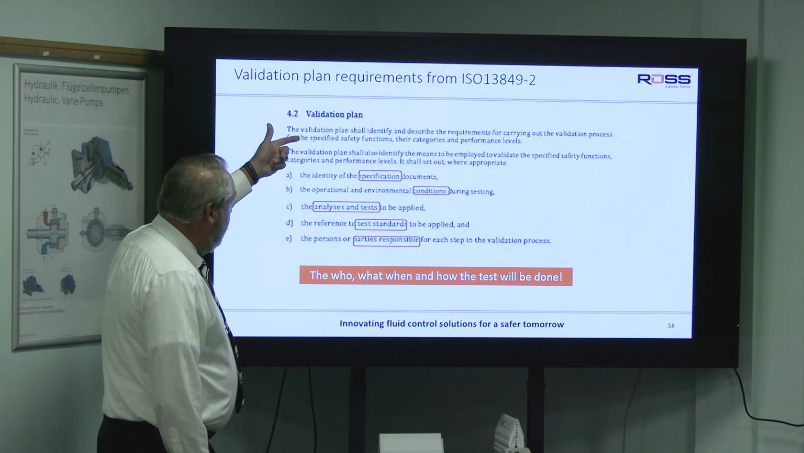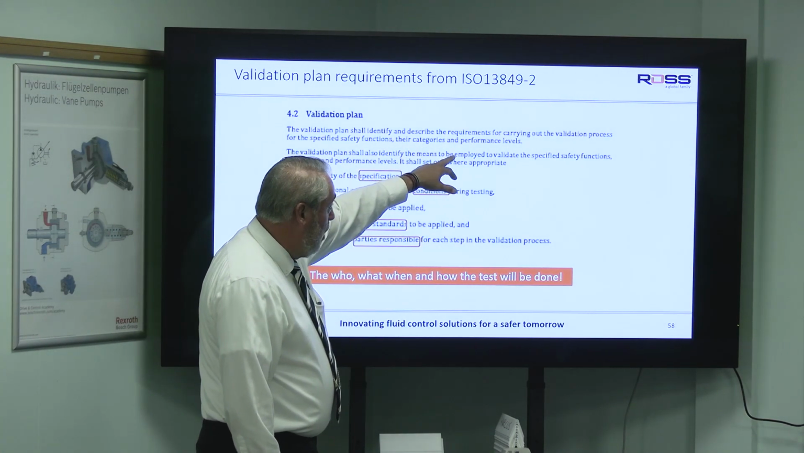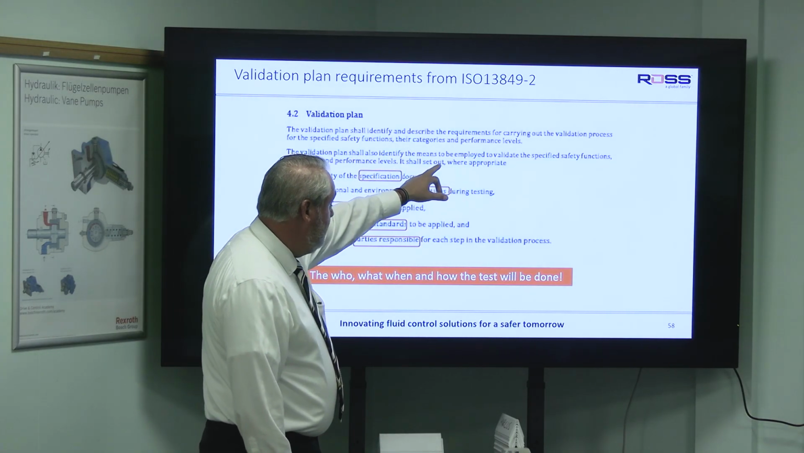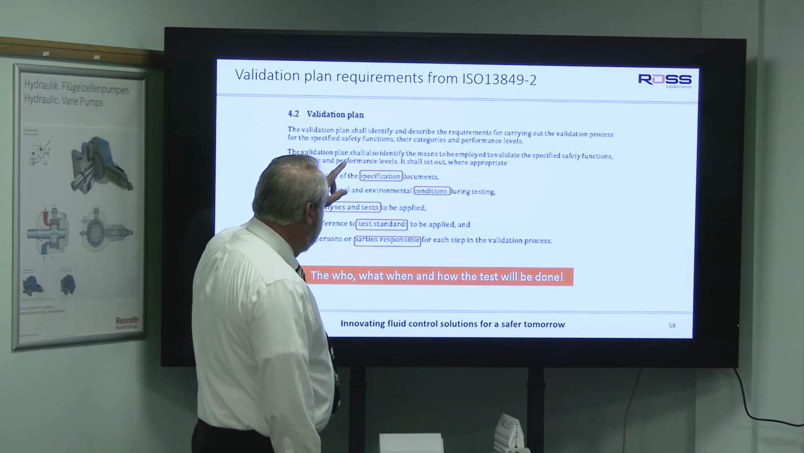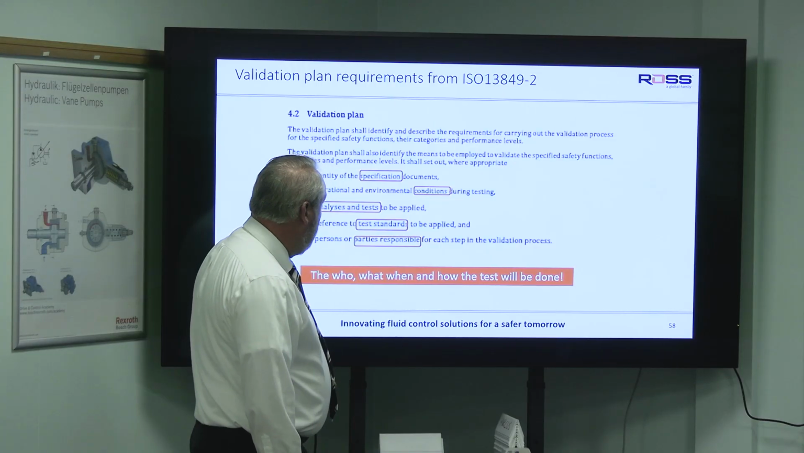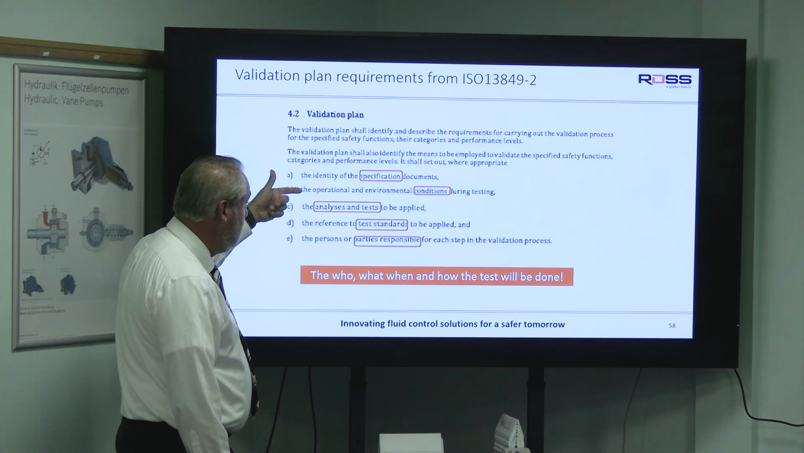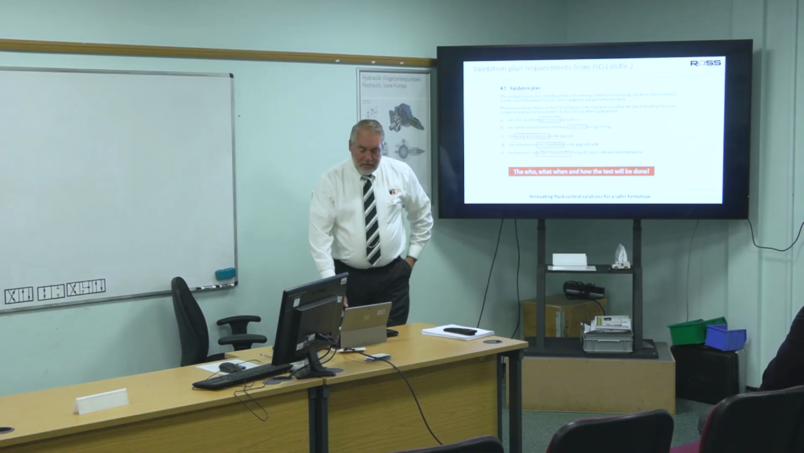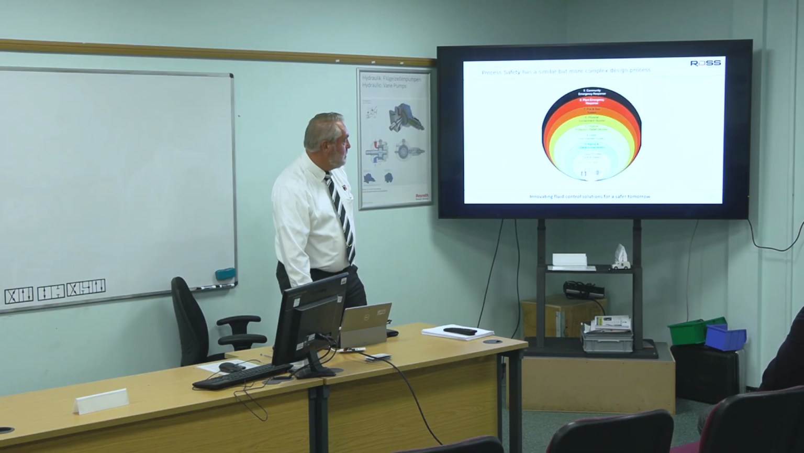And it says that the validation plan shall identify and describe the requirements for carrying out the validation process. Validation plans shall also identify the means to be employed, and it shall validate that it meets the right categories and performance levels. So you should have what those specs are, what the test conditions are going to be, what the results of those tests are, and who's going to do them. And it's got to be documented. And that's why we put validation documents for all of our valves to help our customers.